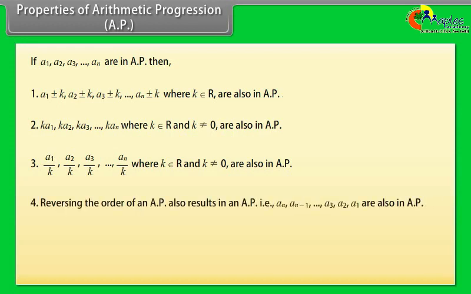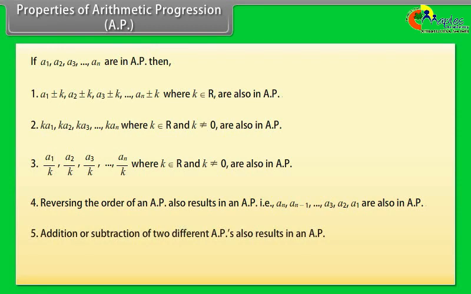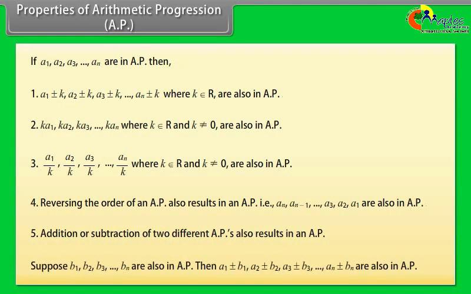Reversing the order of an AP also results in an AP, that is, an, an−1 up to a3, a2, a1 are also in AP. Addition or subtraction of two different APs also results in an AP. Suppose b1, b2, b3 up to bn are also in AP. Then a1 ± b1, a2 ± b2, a3 ± b3 up to an ± bn are also in AP.